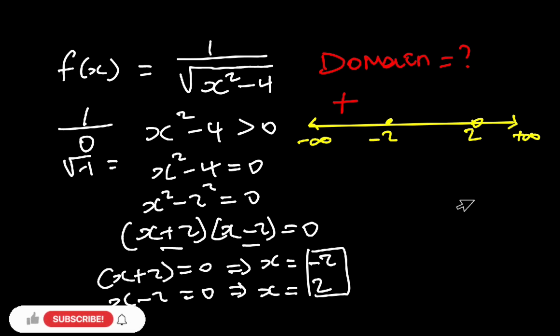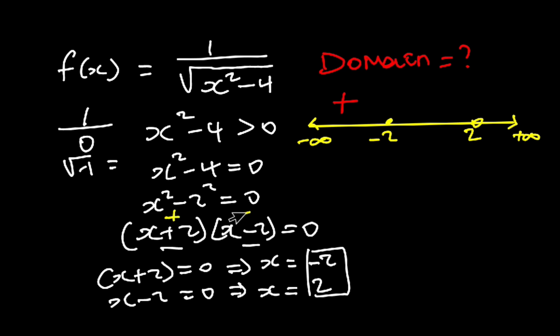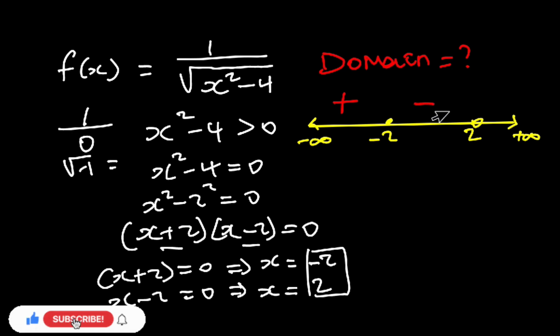Then let's choose another value between negative 2 and 2. Let's choose 0. So we have 0 plus 2 is equal to 2, which is positive. 0 minus 2 is equal to minus 2, which is negative. Plus times minus is equal to minus. So we have a minus sign here. Now obviously the next region will be a positive sign, but let's just check it.